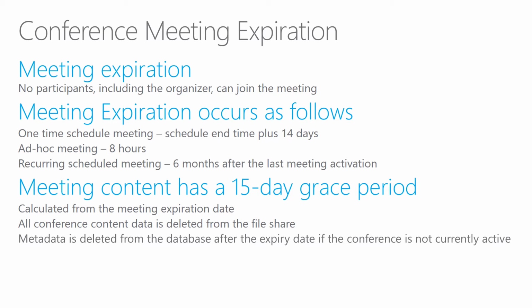As we previously discussed, an activation occurs when there is a user connected to the conference or at least one MCU. It's also important to note that meeting content is not deleted immediately. So once a conference has expired, there's actually a grace period. A grace period is 15 days and is calculated from the meeting expiration date. All conference data and conference metadata will be deleted at that time.